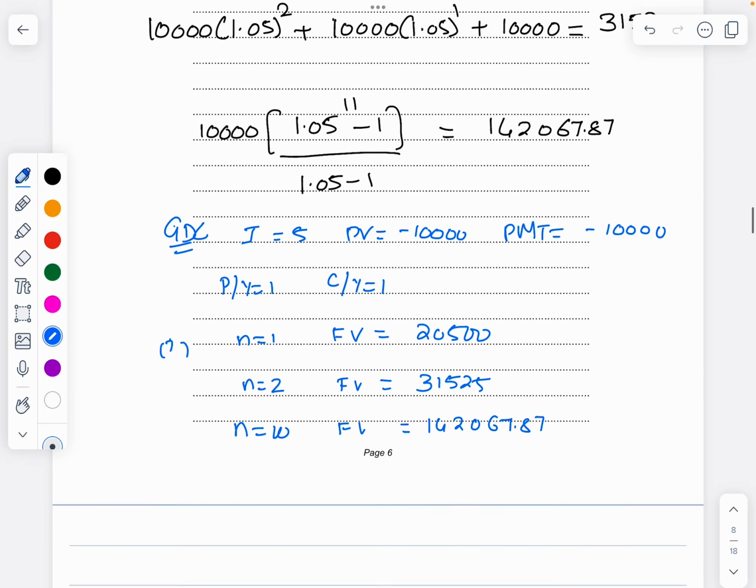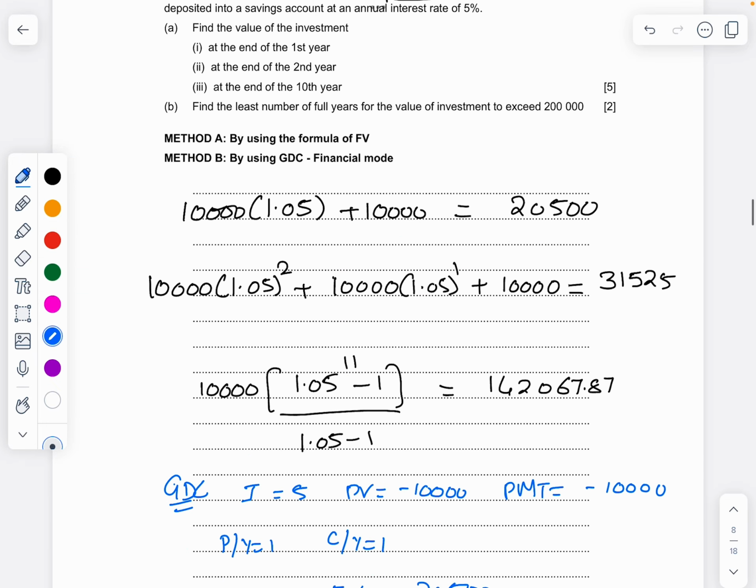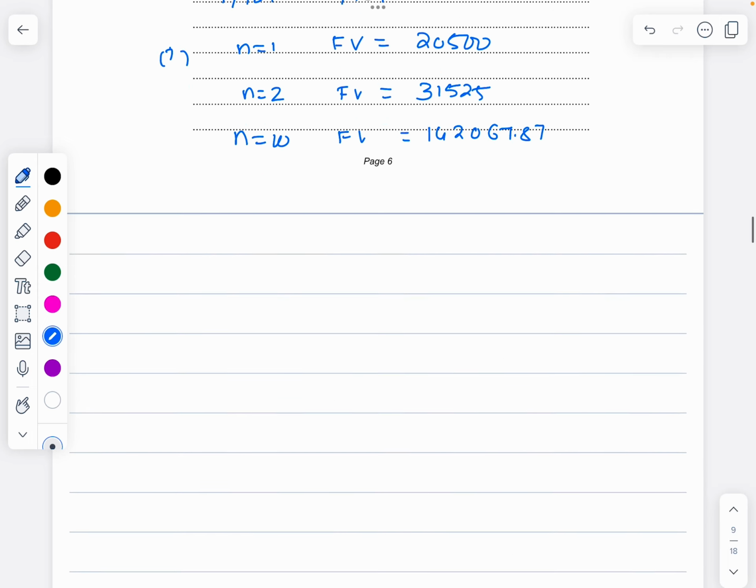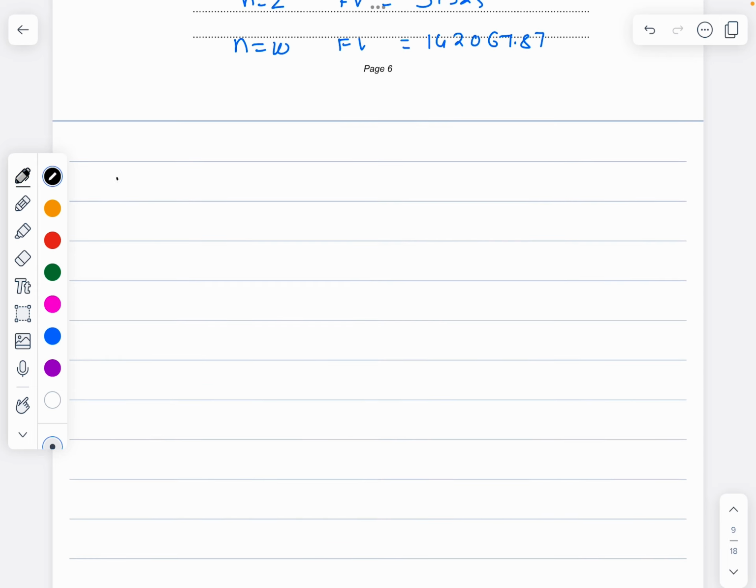Now part B, find the least number of full years for the value of the investment to increase to 200,000. So final value should be equal to 200,000. Solving for n will give you 13.2. So n equals 14.